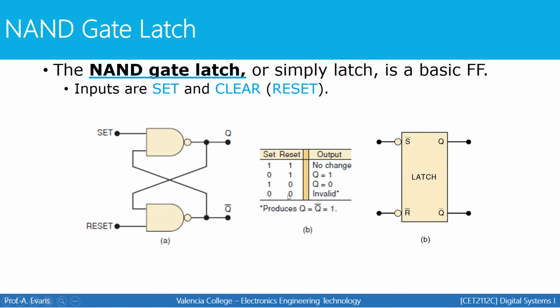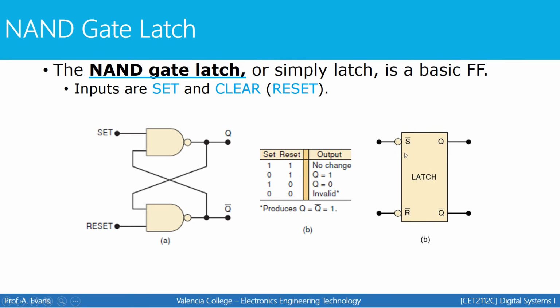And then if both inputs are low, we call that an invalid state. Logically, based off of how these NAND gates work, if both inputs are low, it produces an output where Q equals not Q. That can't happen. Q and not Q can never be the same. We call that an invalid state. So you would never intentionally set the inputs of this latch to both be 0 because you don't know what the output will be. It'll be unpredictable and it will be incorrect.